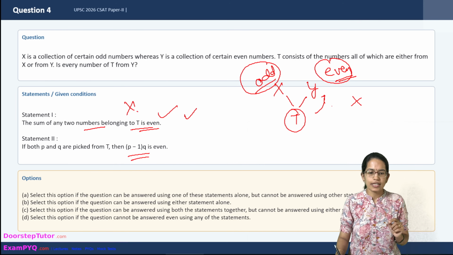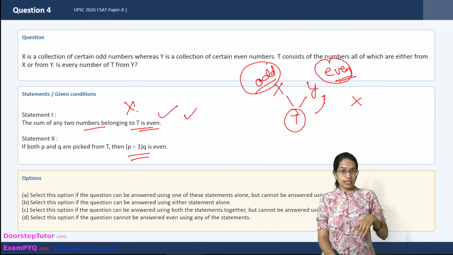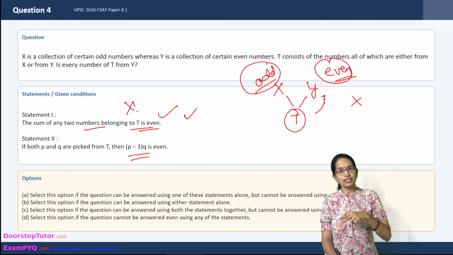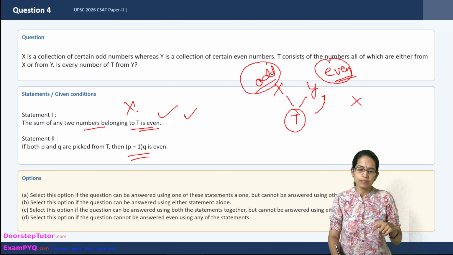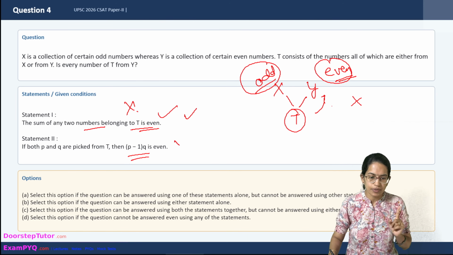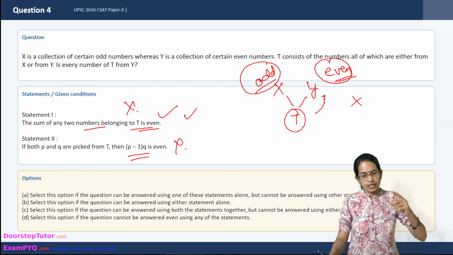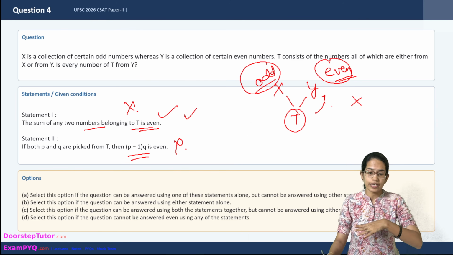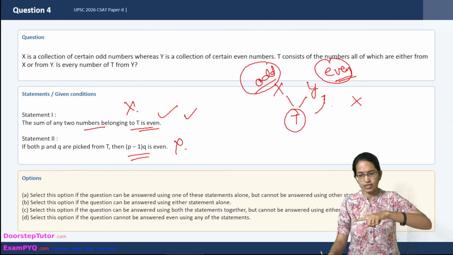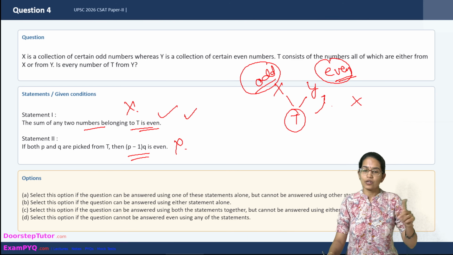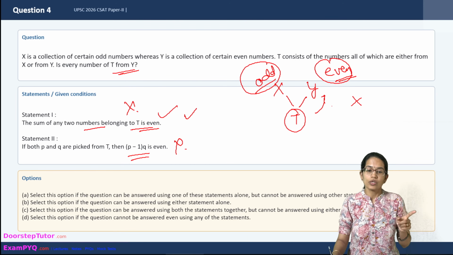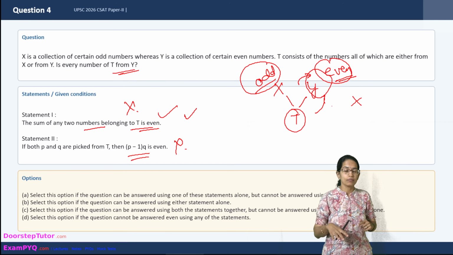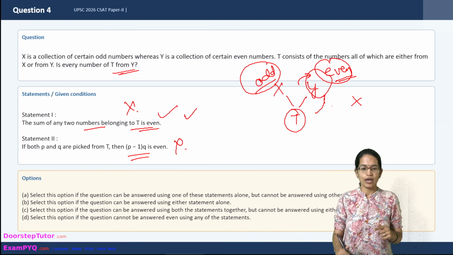Now in this case, if p is even, p minus 1 would be odd, and if p is odd, p minus 1 would be even. So again, with just this simple statement I cannot prove it. Rather, if I take both the statements together, then also I cannot prove it. The logic remains the same. So I cannot conclude that t belongs only from y, because y is a set of only even numbers. So that's the main thing that you have to identify.